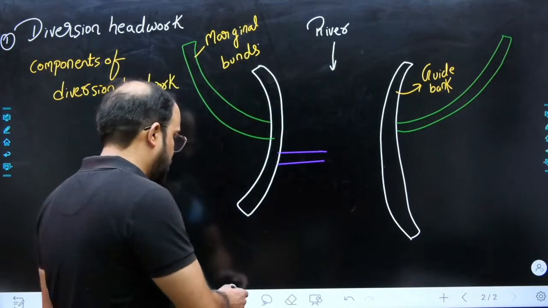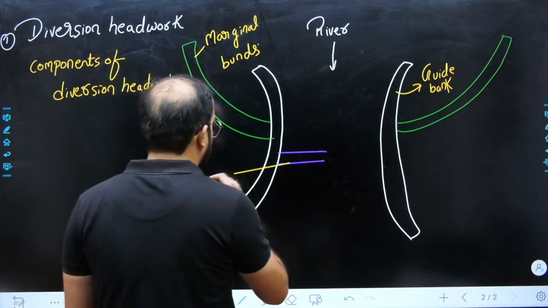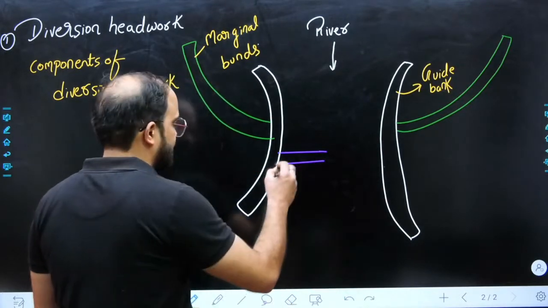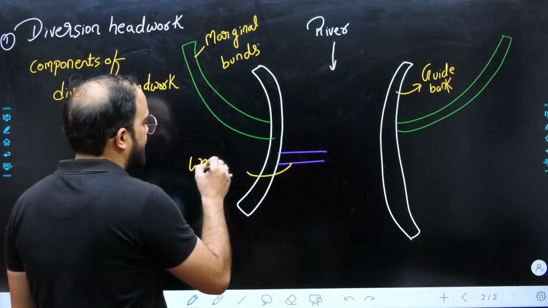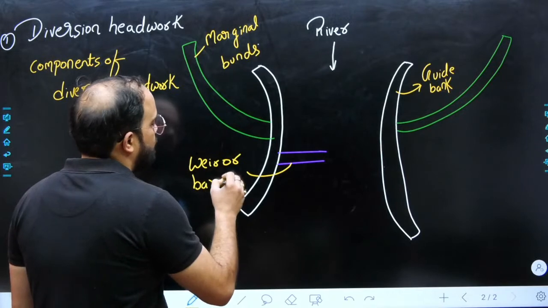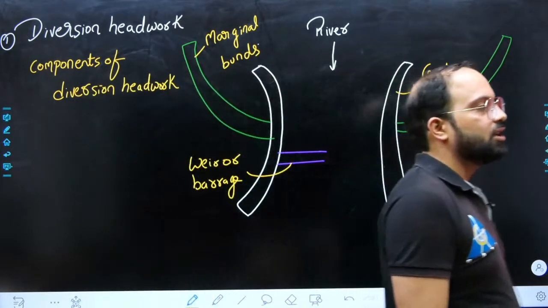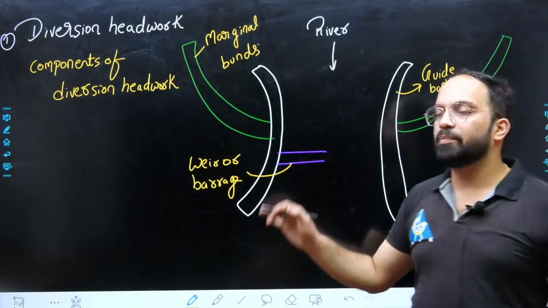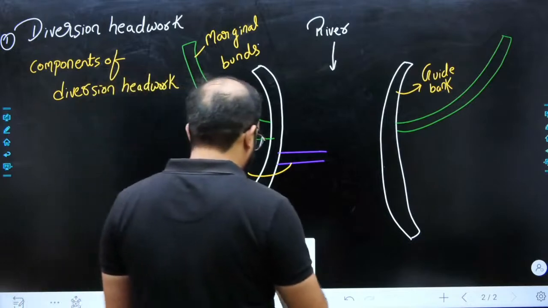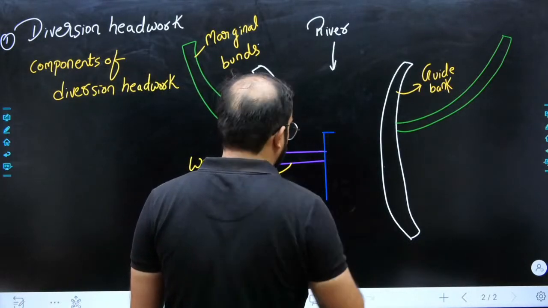So now we have a weir here, or this will be a weir or a barrage. What is the function of this weir and barrage? Tell me guys, why are we providing a weir and barrage? First I'll draw the full diagram of the diversion headwork.